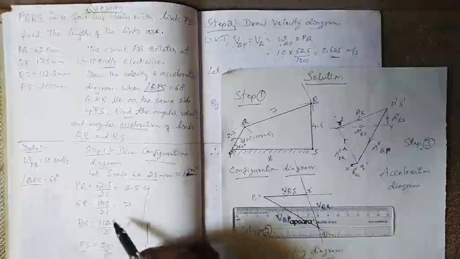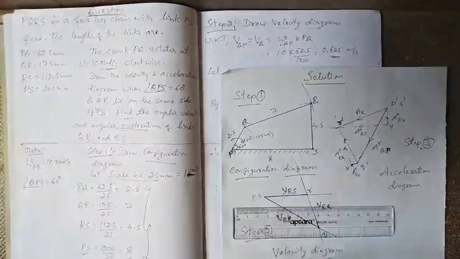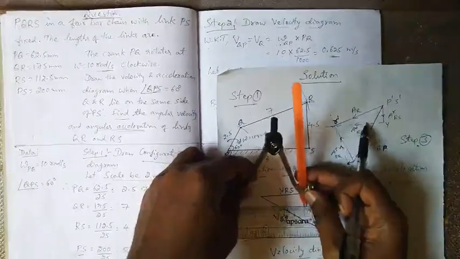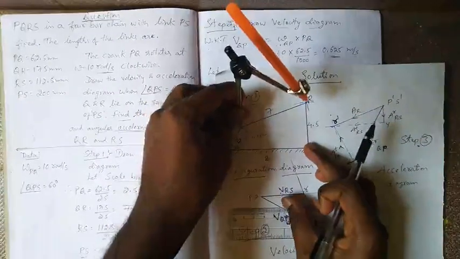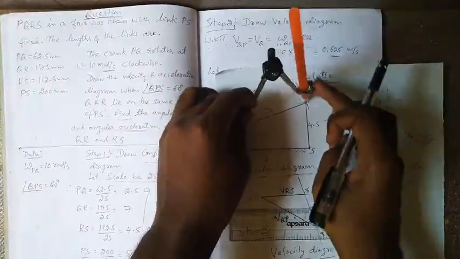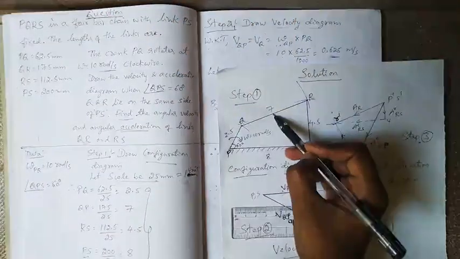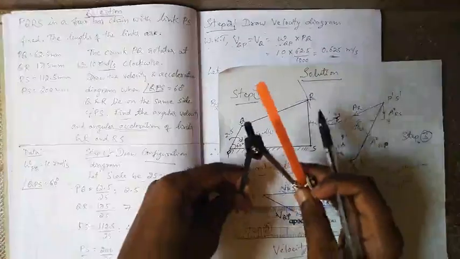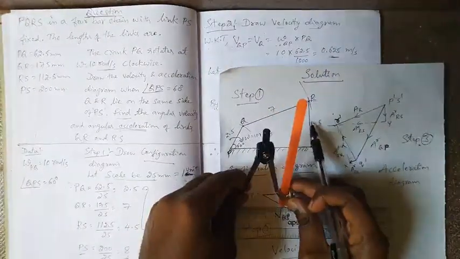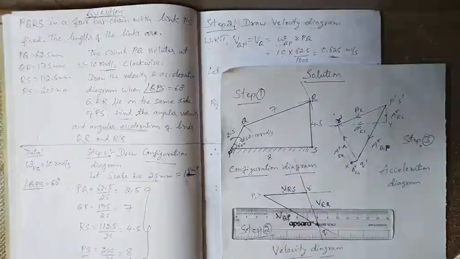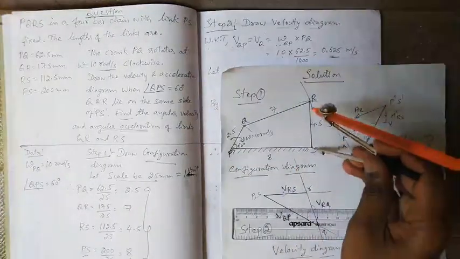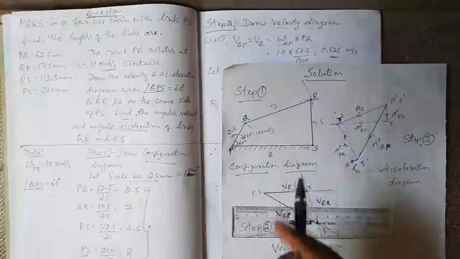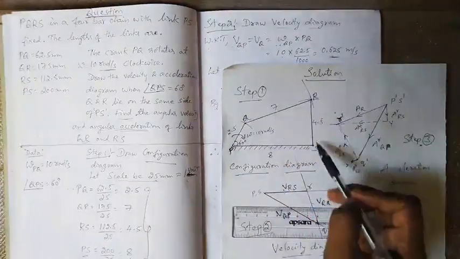Now the remaining QR is equal to 7 units. So take a compass and measure 7 centimeters. Keep it at Q and cut an arc for R here using 7 units. And similarly RS is given as 4.5 units. So take 4.5 using the scale and cut from S and R here. So this gives you the configuration diagram PQRS.